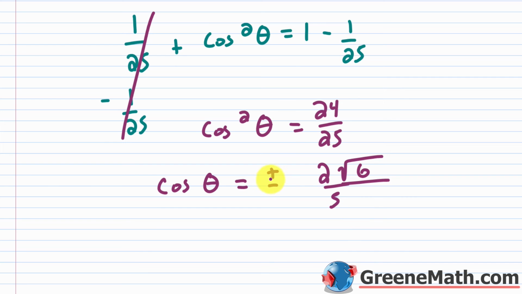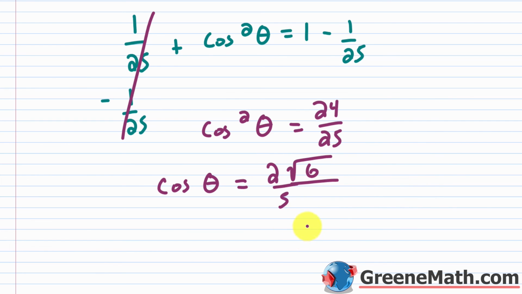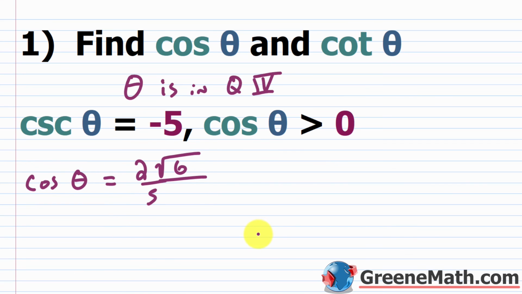And so now we just have to pick if it's plus or minus. Remember, we are in quadrant 4. So we know cosine values are going to be positive in quadrant 4. So let's make this guy positive. And from there, we're pretty much good to go. This is going to be our cosine of theta. It's going to be 2 times square root of 6 over 5. Okay, so coming back up here, we have our first answer. Again, where we're told to find cosine of theta, and we have that.